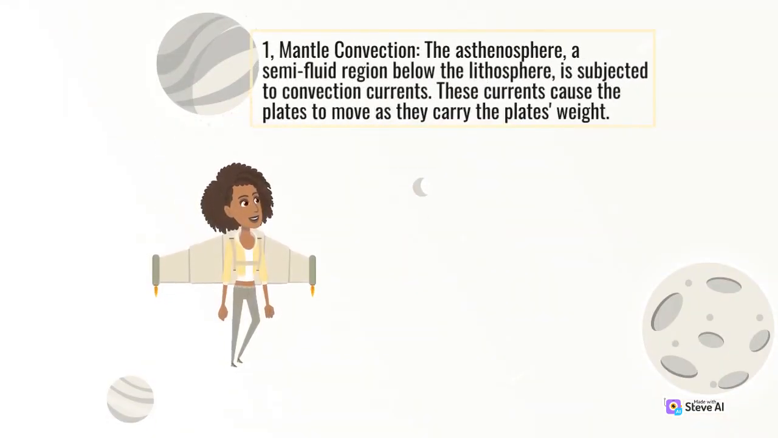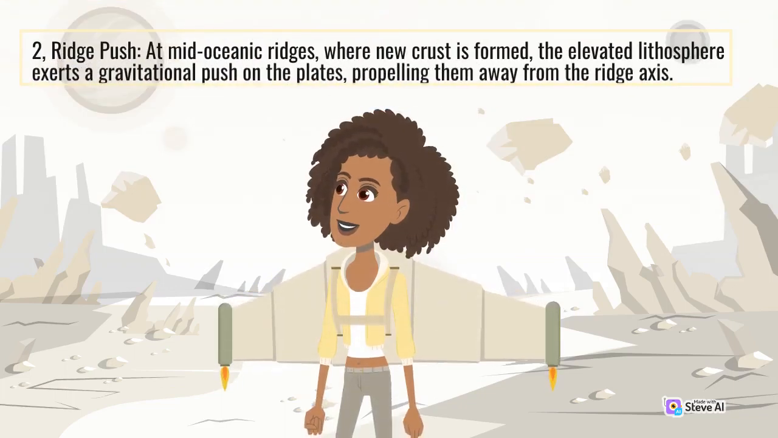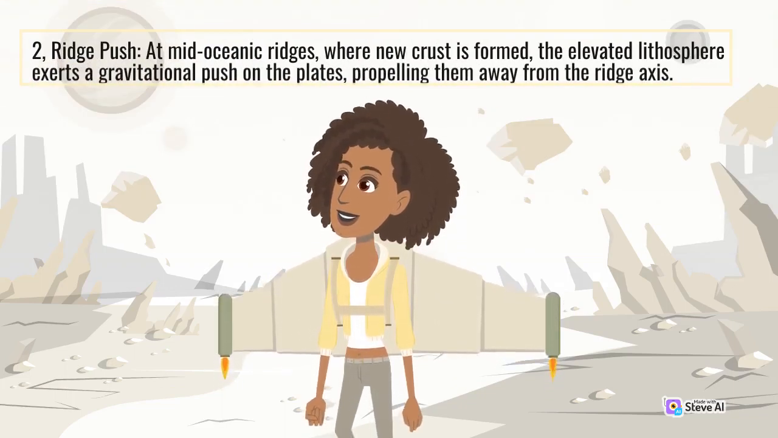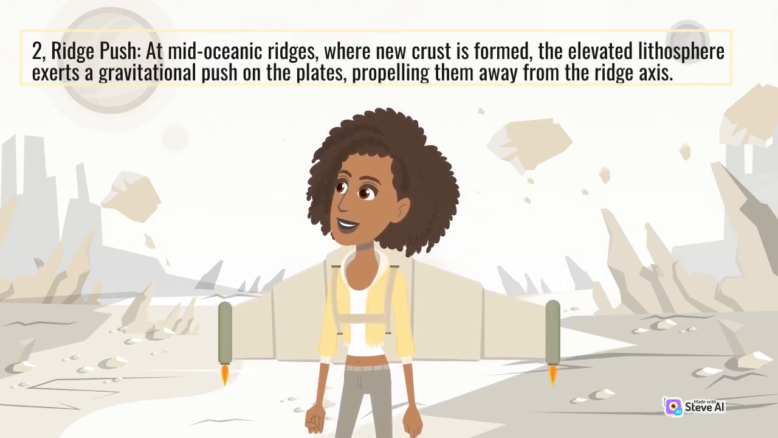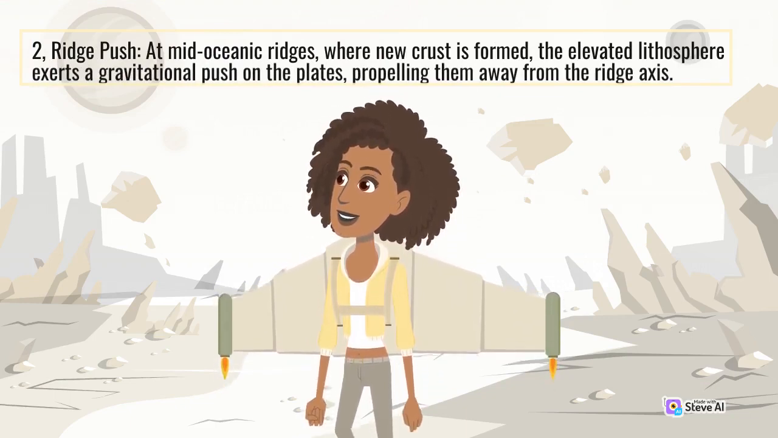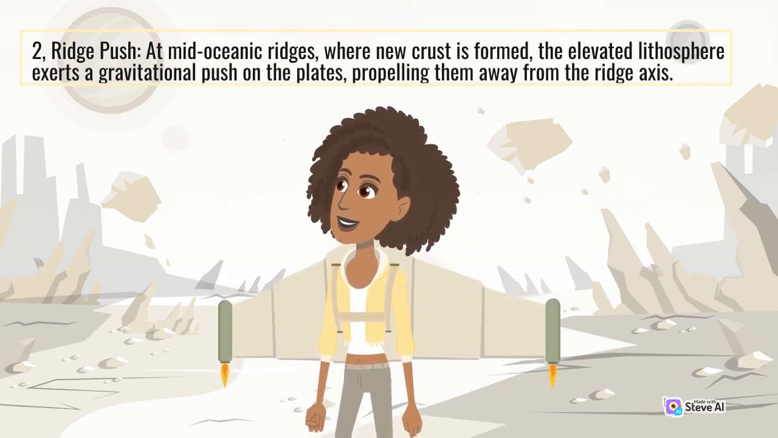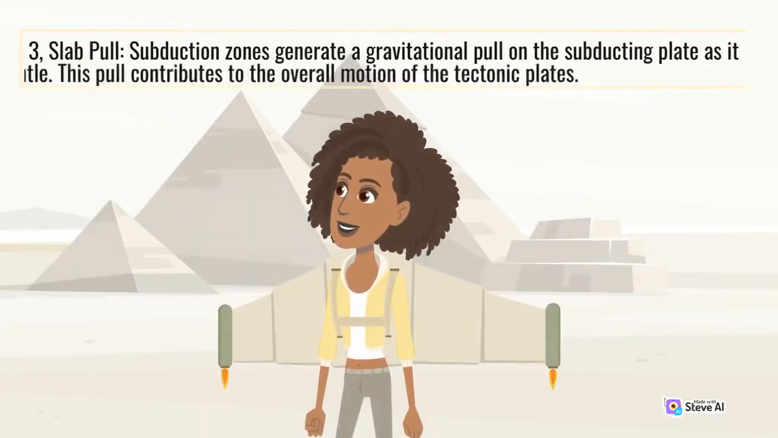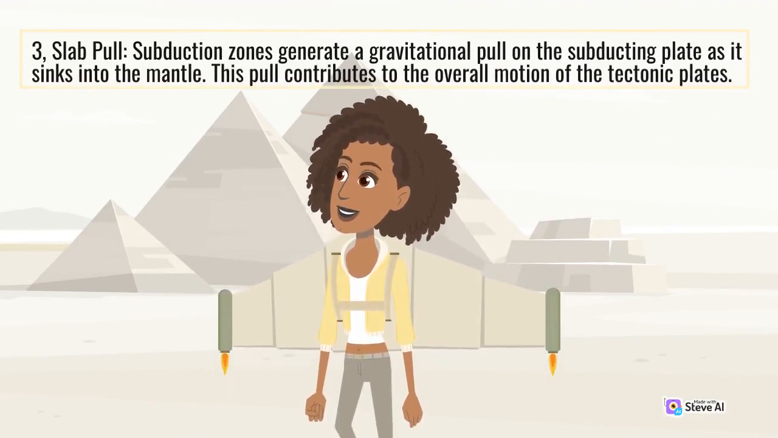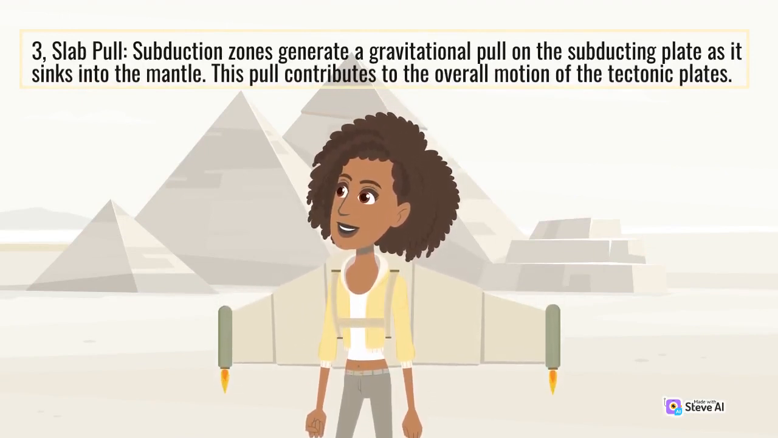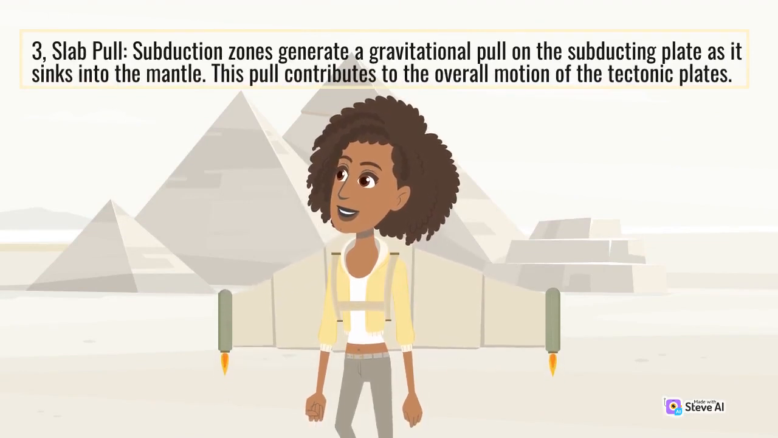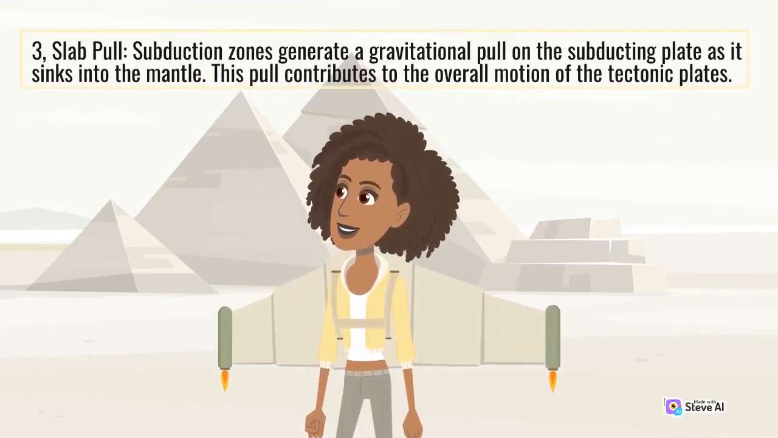1. Mantle convection. The asthenosphere, a semi-fluid region below the lithosphere, is subjected to convection currents. These currents cause the plates to move as they carry the plate's weight. 2. Ridge push. At mid-oceanic ridges, where new crust is formed, the elevated lithosphere exerts a gravitational push on the plates, propelling them away from the ridge axis. 3. Slab pull. Subduction zones generate a gravitational pull on the subducting plate as it sinks into the mantle. This pull contributes to the overall motion of the tectonic plates.